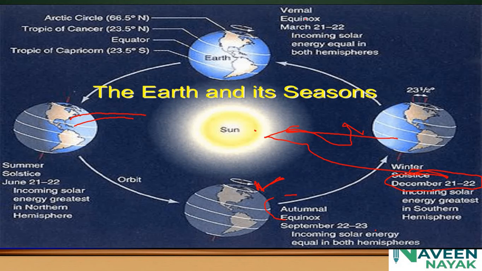And the vernal equinox, March 21-22, incoming solar energy is equal in both hemispheres. We see the equinox two times, one on March 21 or 22, and another on September 22 or 23. This occurs due to the revolution, and because the earth is tilted, the seasons occur.